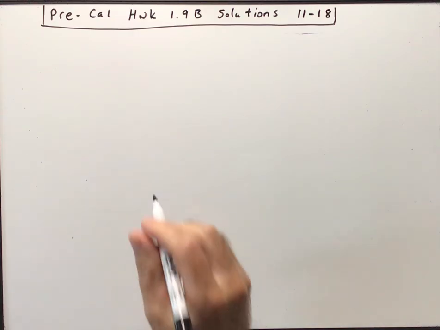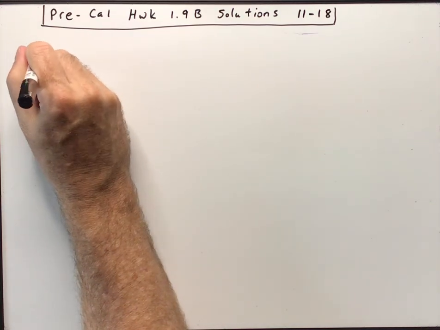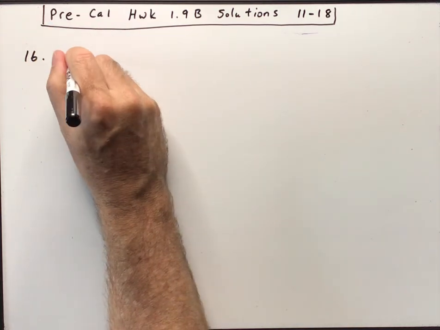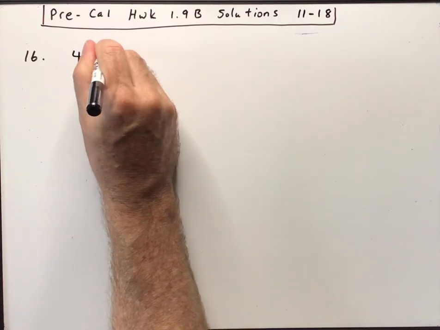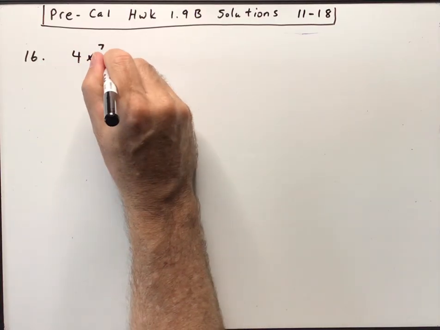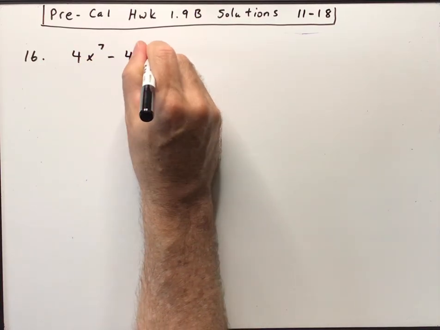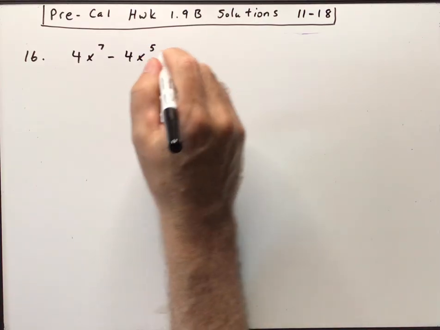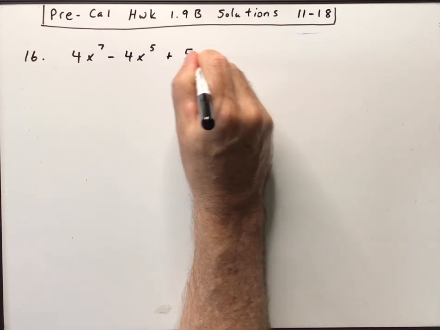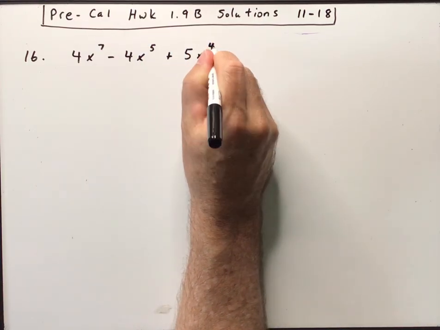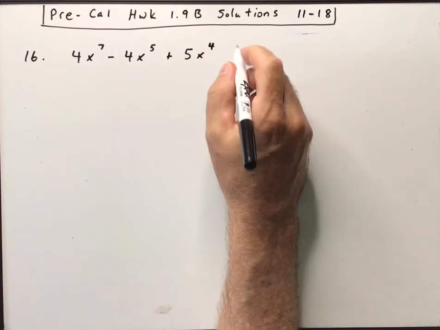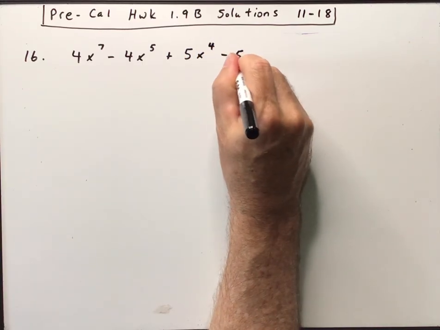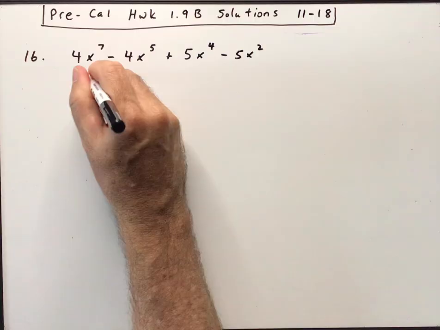Okay, so we've got 16. We've got 4x to the seventh minus 4x to the fifth plus 5x to the fourth minus 5x squared. So 4 terms. Let's see if we can group.